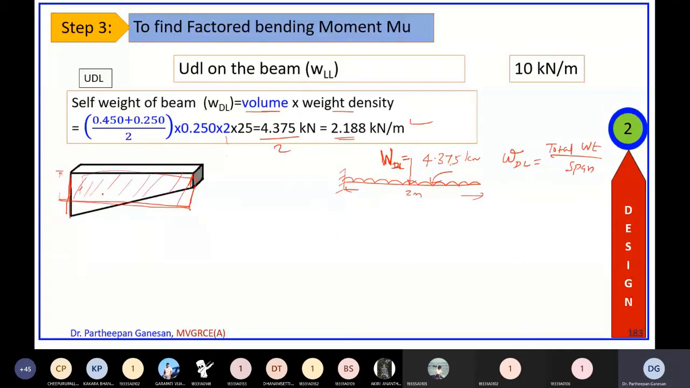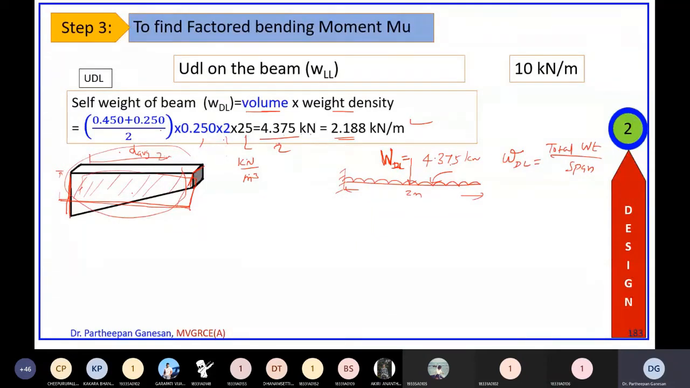So this is my average depth. 250 mm is the width, and length is 2 meters, multiplied by the unit weight of reinforced concrete, 25 kilonewton per meter cube. Because this is 25 kilonewton per meter cube, all these dimensions should be in meters so the volume is in meter cube. So it comes out to be 4.375 kilonewton for the entire beam, and the span of the beam is 2 meters.